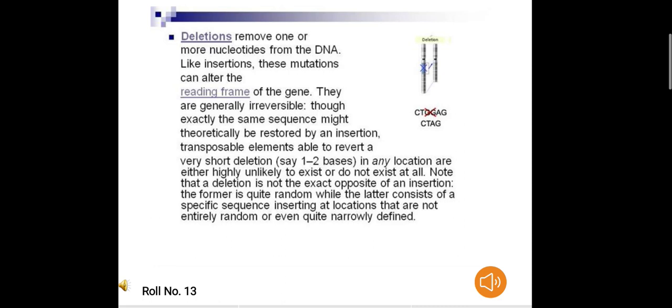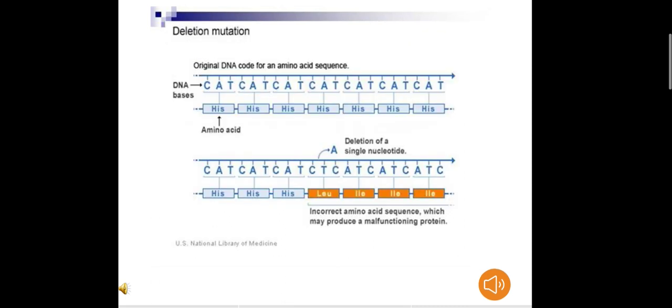Note that a deletion is not the exact opposite of an insertion. The former is quite random, while the latter consists of a specific sequence inserting at locations that are not entirely random or even quite narrowly defined. Deletion mutation. The original DNA code for an amino acid sequence is shown along with amino acids. In deletion mutation, a deletion of a single nucleotide takes place, giving an incorrect amino acid sequence which may produce a malfunctioning protein.